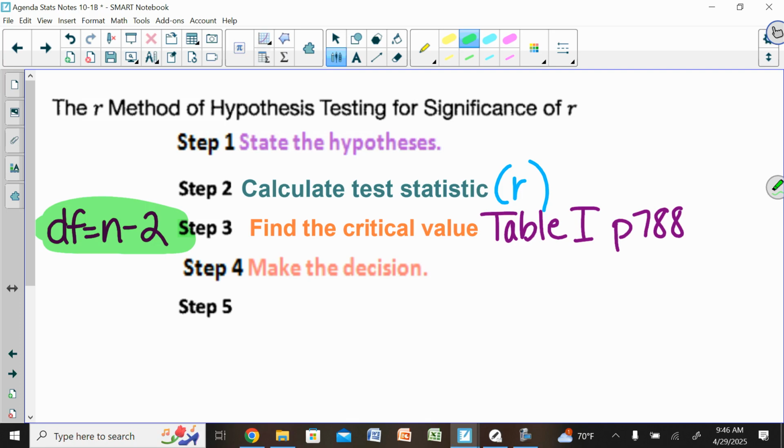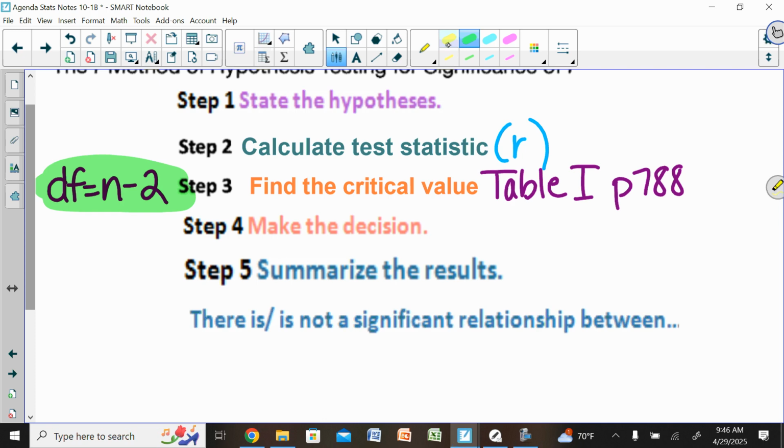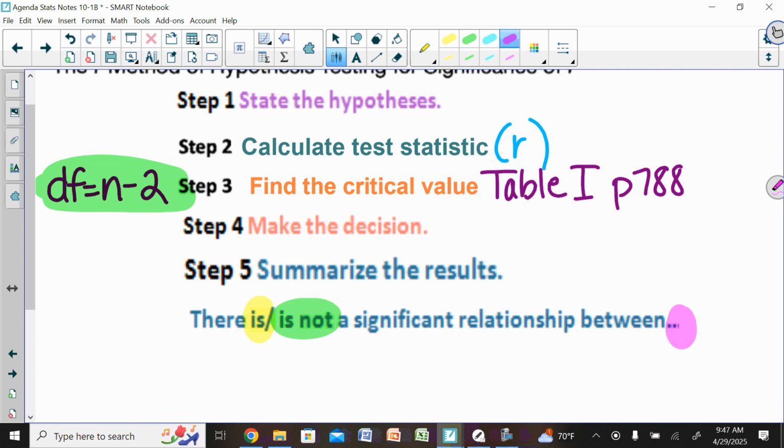Step 4 is to make a decision. We're going to compare our R test statistic with our critical value from table I, and 5 is to summarize the results, just like always. Summarizing the results is as simple as there is or there is not a significant relationship between, and I put the dots here so you'd remember to give me the context. There is a significant relationship or there is not, based on reject H sub 0 or do not reject H sub 0. If we reject H sub 0, that means that we think there is a significant relationship. If we do not, we don't think there is.